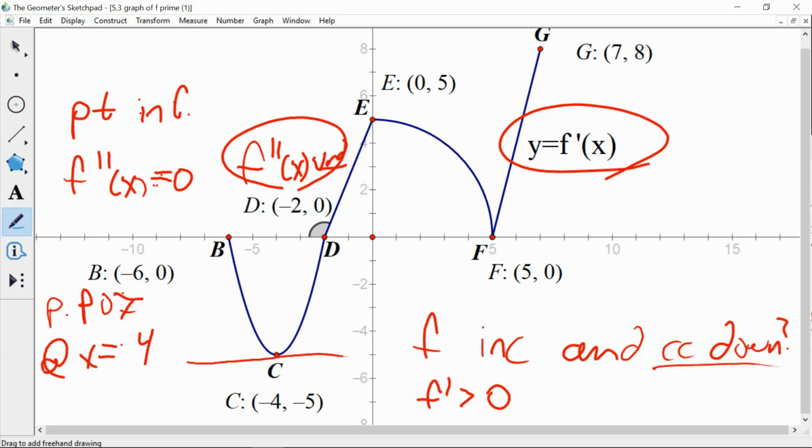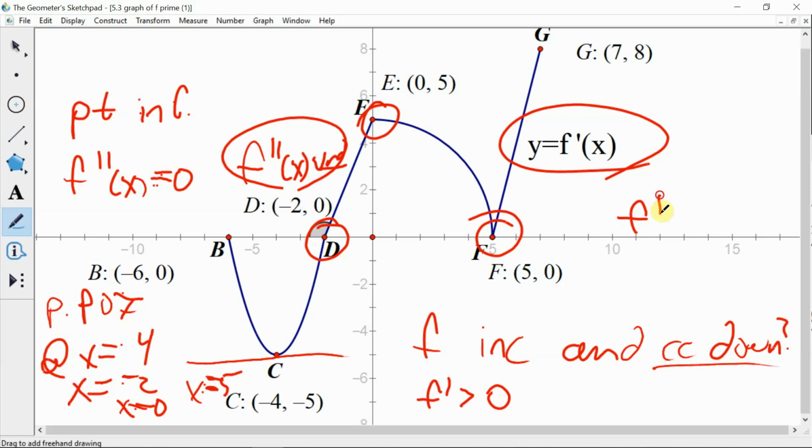Also, where is f double prime undefined? Here, here, and here. They're all corners. And so I can't find the slope on f prime. F double prime is undefined. So I would have x equals -2, x equals 0, and then x equals 5. I'm going to make a table. I'm going to see, is it true? Does f prime change? I'm looking for a change from plus to minus or vice versa. If it does, point of inflection. If it doesn't, not. If you're clever, you can read it right off the graph.